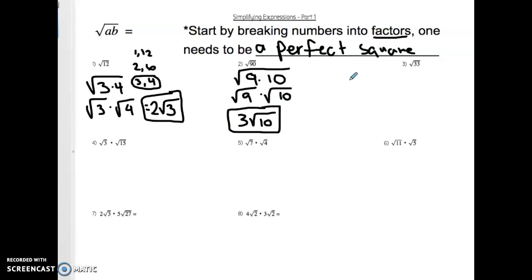Okay, let's look at one more, 33. Square root of 33. So I've got, let's see, 1 and 33, no, 3 and 11. Doesn't look like there's any perfect squares inside of the square root of 33. So I will just say this is simplified. This is already in simplest form.